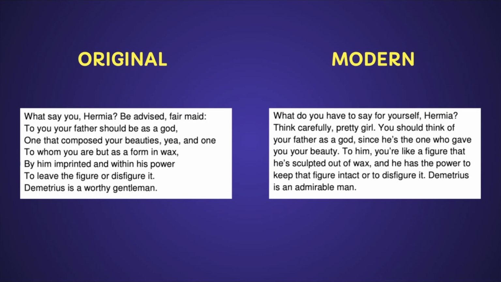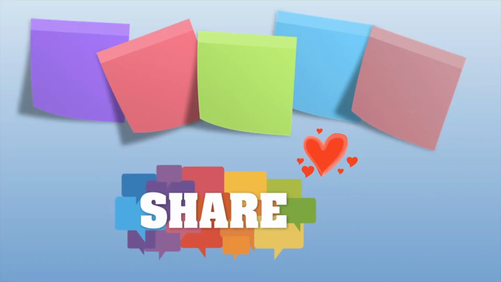He's the one that gave you everything you have, your beauty, everything. And it's up to him whether he wants to help you out or not, whether he wants to do anything. You should always listen to him. That's the system that they're living in, and that's the reason Theseus gives Hermia why she should listen to him. He literally says you're like a figure that he's personally sculpted out of wax, like a sculpture. And he has the power to keep that figure intact or to disfigure it. So he has the power to either keep you the same or, again, kill you, right? That's his power. That's his will, which is sort of messed up.